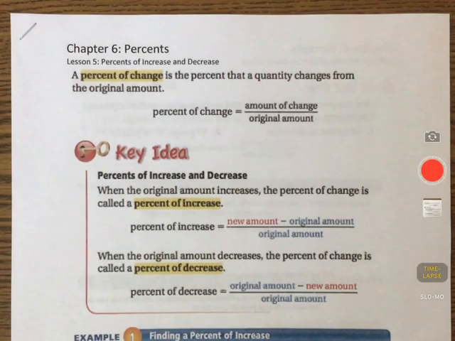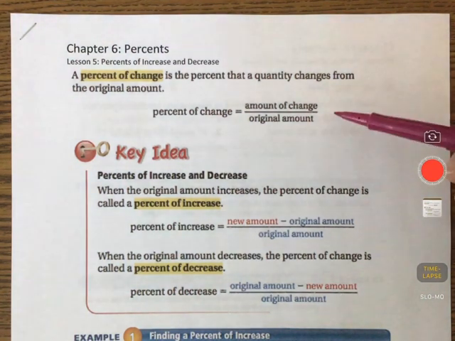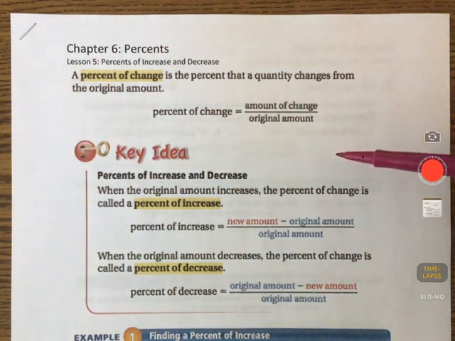Okay, so today we're going to be talking about percent change. So what is percent change? Percent change is the percent that a quantity changes from its original amount. There's one way to figure this out, which is you put your amount of change over your original amount. And that is how you figure out what your percentage has changed by.